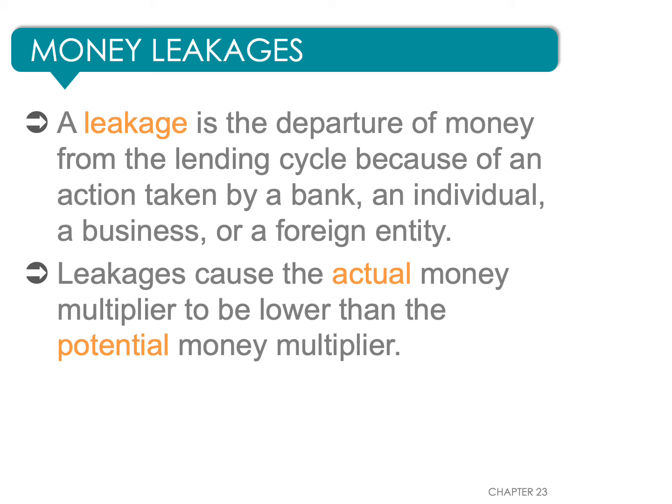Money can be created by the banking system, but money can also leak out of the banking system. A leakage is the departure of money from the lending cycle because of an action taken by a bank, by an individual, a business, or possibly even by a foreign entity. Leakages can cause the actual money multiplier in reality to be lower than the potential money multiplier.